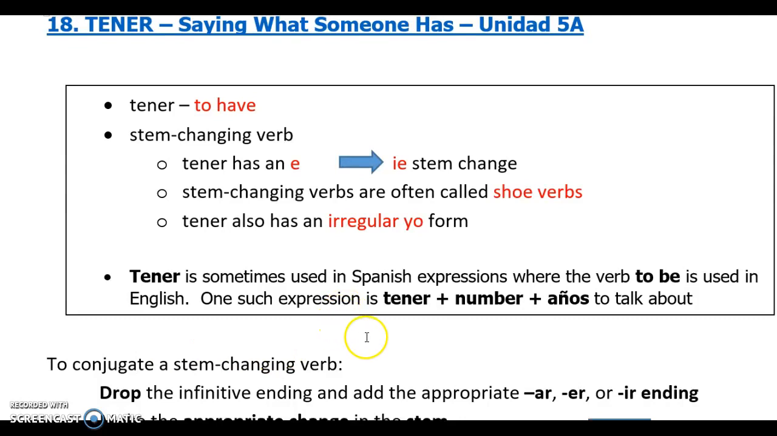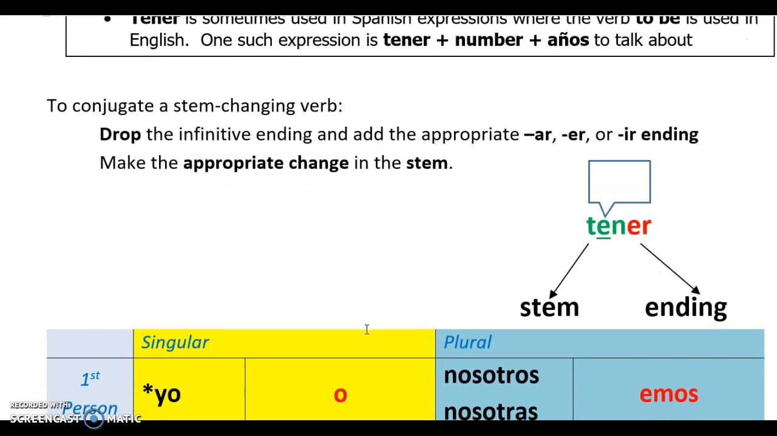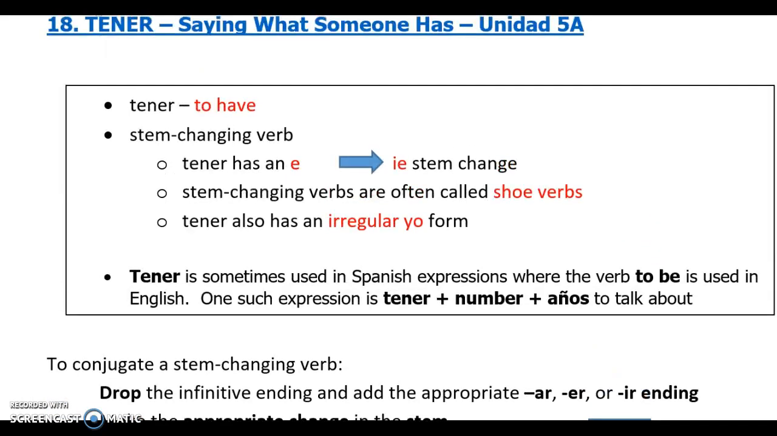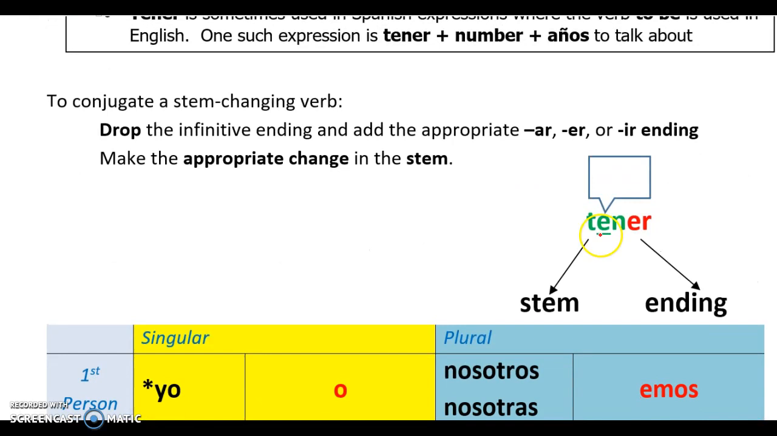Here we go. We're going to scroll down and talk about our stem changing verb. Quickly said, we are going to conjugate the way we always have. Tener is still an ER verb, and there's nothing crazy going on with that. What's going to be different is that we are going to have an extra change in the stem. You see this E right here, we are going to change that E to an IE, which I just mentioned. That E in the stem becomes an IE in some forms, not all of them.